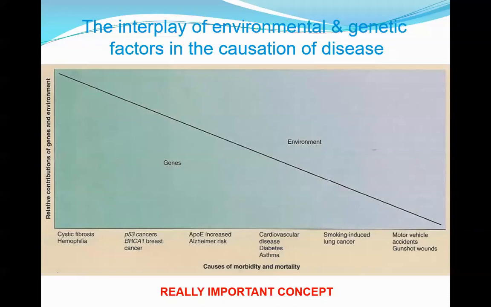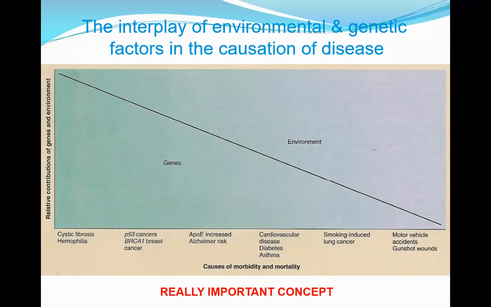And if you see at the other end here, it is a motor vehicle accident or gunshot. If somebody dies of a motor vehicle accident, it's purely an environmental one. Or somebody shot anybody, that is purely environmental. No genetic is involved. But there are things in between, like P53 cancer, BRCA1 breast cancer. I'll not go in detail, but you can protect yourself from these genes, right? Exactly.